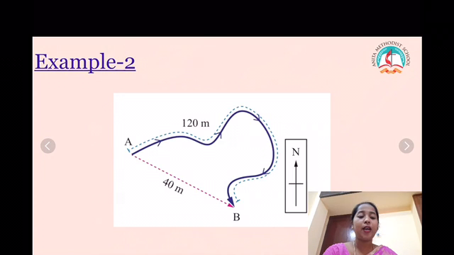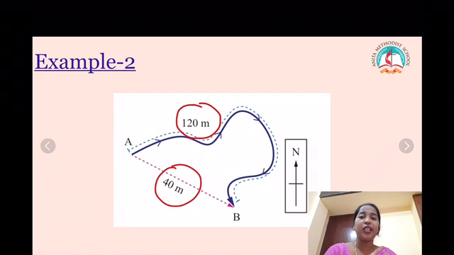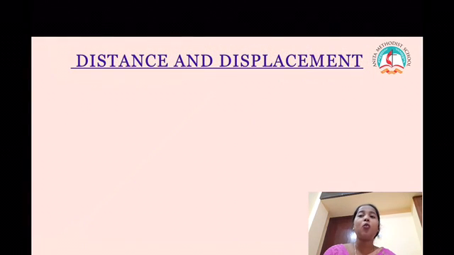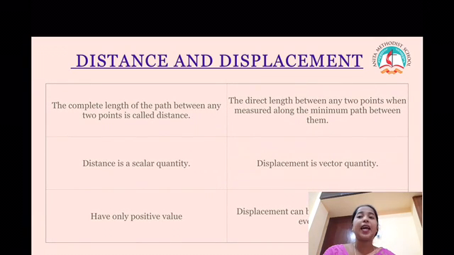Now, let us see another example. Look at this picture. The path of an object traveling from A to B. The total distance travelled by the object is 120 meter. The displacement of the object is 40 meter. Why is it 40 meter, children? Can you guess? Because the shortest distance from the initial position to the final position is 40 meter. It travels in the southeast direction. Okay, children, I hope you understand what is distance and displacement. This is a small recall about distance and displacement.